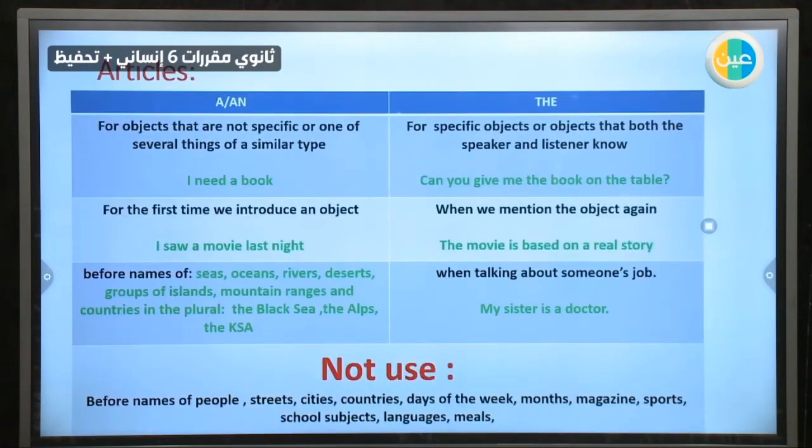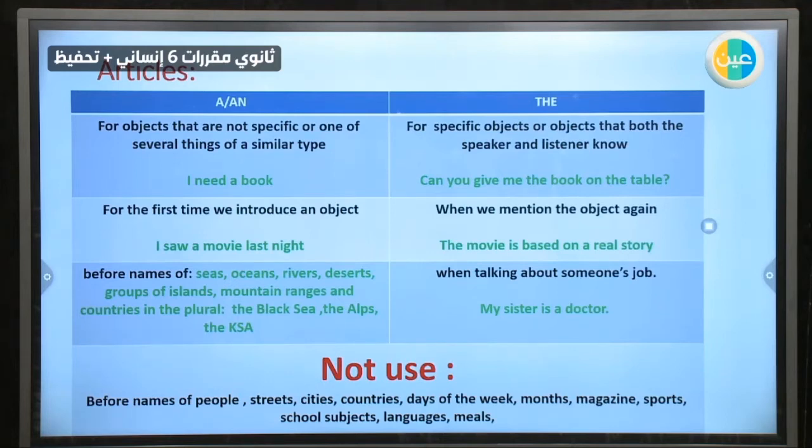The second rule for this unit is articles. We know that we have two kinds of article in this unit: a or an, and the. A book, an orange, a pen, an airplane. Or the book, the orange, the airplane. When do we use a and an, and when do we use the? You know very well that articles in general come before the noun.